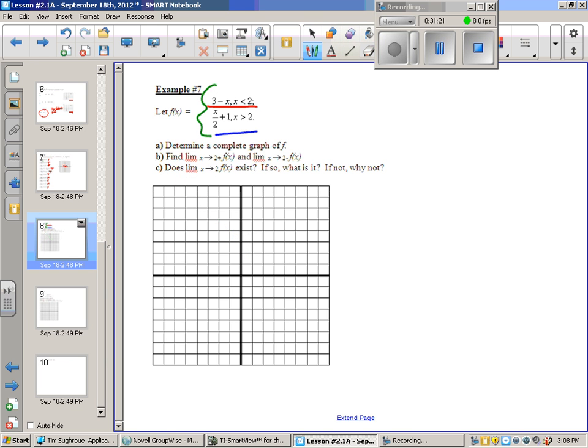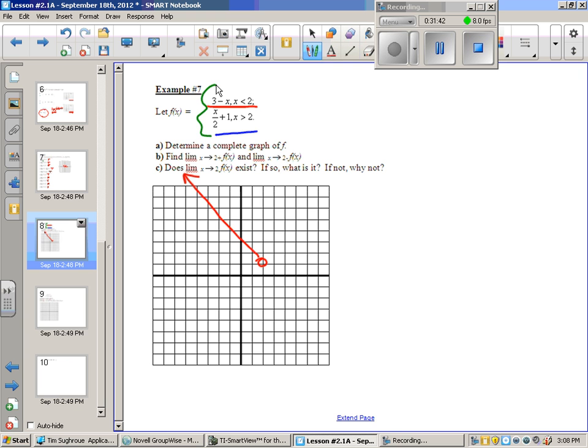When I plug, let's do this in red, when I plug 2 in, 3 minus 2 is 1. So when I go to the right 2, I go up 1. It's that hole right there. And then I'm going to go back 1, up 1, back 1, up 1, back 1, up 1, graph that out. The second piece I'll do in blue.